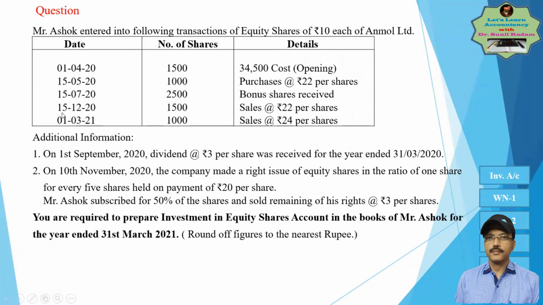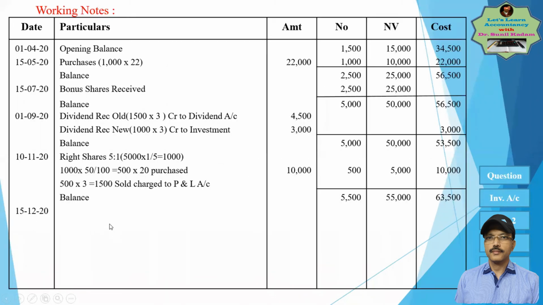Now we turn to the transaction on 15th December, sale of 1,500 shares at 22. Let's find out the profit or loss on this sale in a working note. Amount comes 33,000. Now we know for 55,000 nominal value, the cost is 63,500. We are going to sell 1,500 into 10, 15,000 nominal value. What could be the cost?